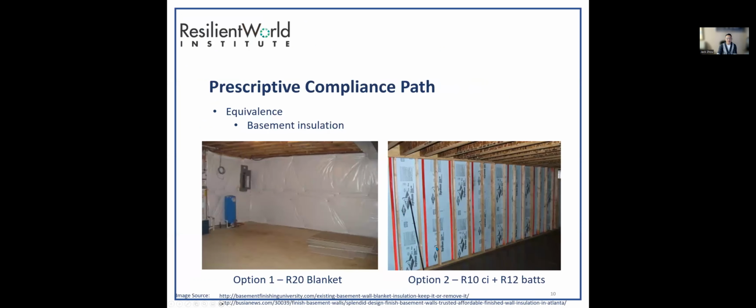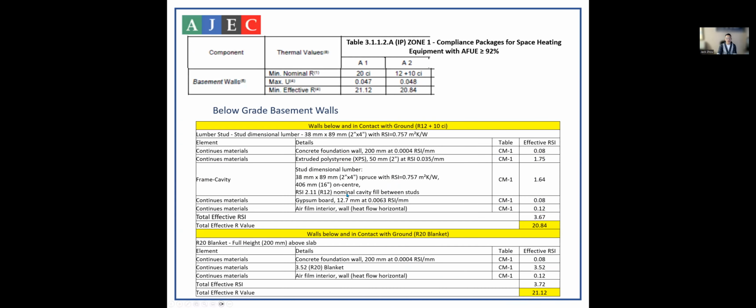So this slide is showing you that you can build your basement with an R20 blanket, or you can go R10 CI plus R12. These are equivalent for the purpose of the building code. They're equivalent, all right? That's basement insulation. I also wanted to explain how you would calculate the effective RSI for those two assemblies. If you think about a below grade basement wall, there are different layers of insulation for these basement walls.